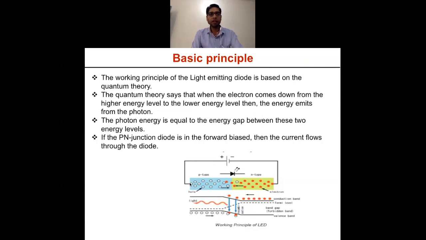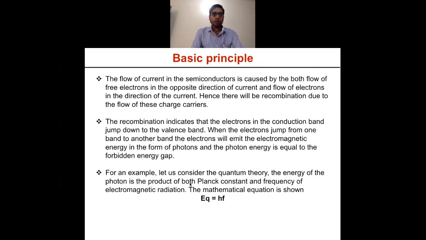If the PN junction diode is forward biased, then current flows through the diode. The flow of current in the semiconductor is caused by both the flow of free electrons in the direction opposite to the current and the flow of holes in the direction of current. Hence, there will be recombination of these charge carriers. The recombination means that the electrons in the conduction band jump down to the valence band. When the electron jumps from one band to another, it emits electromagnetic energy in the form of photons, and this photon energy is equal to the forbidden energy gap.